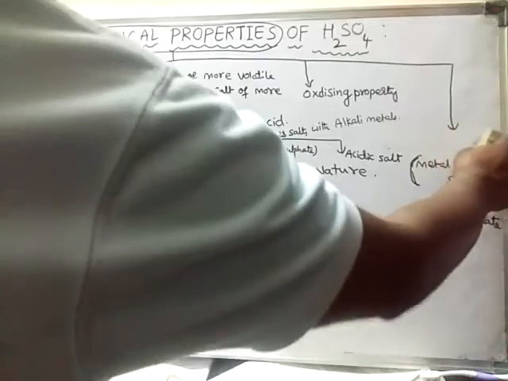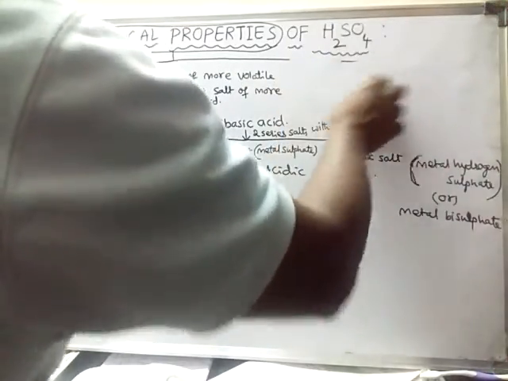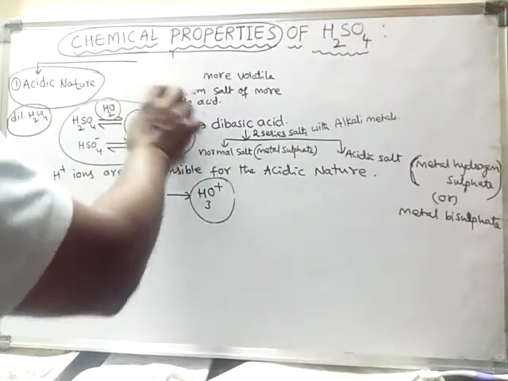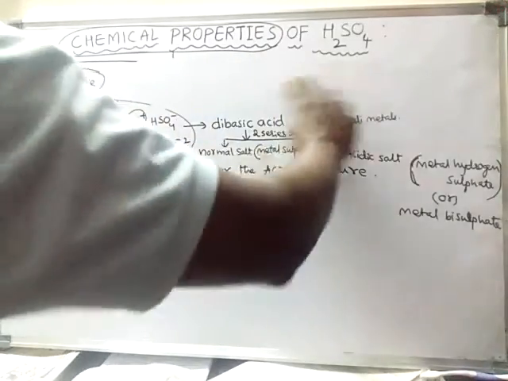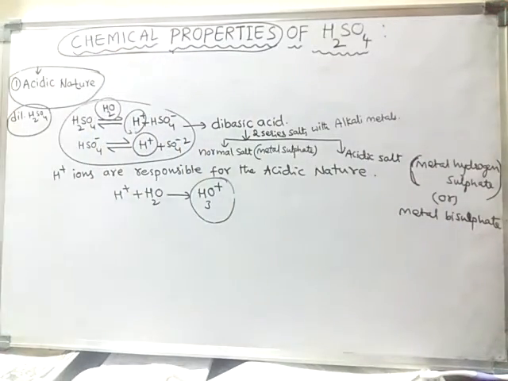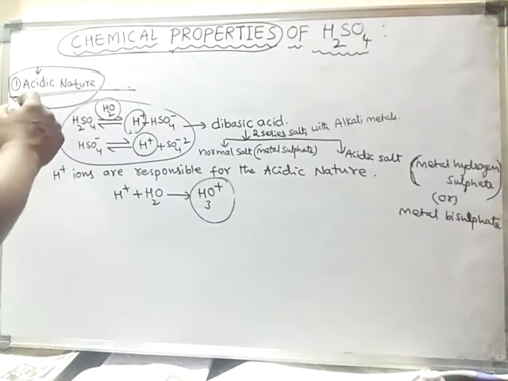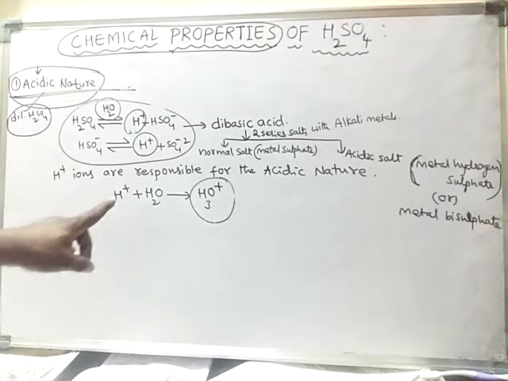Right. Now we are discussing only the acidic nature; the other chemical properties we will discuss later. Generally dilute sulfuric acid will show acidic nature. Concentrated sulfuric acid does not show acidic nature. It does not ionize like this.